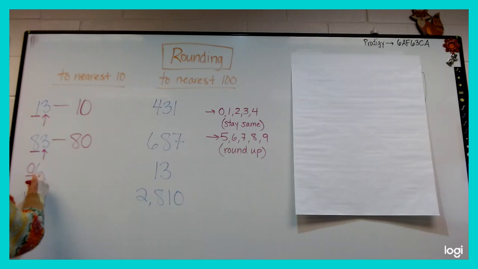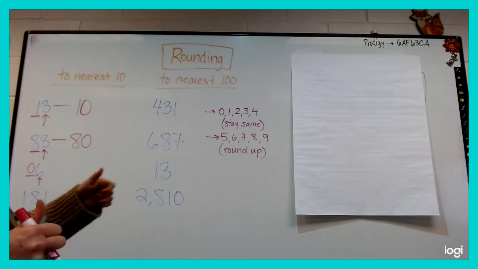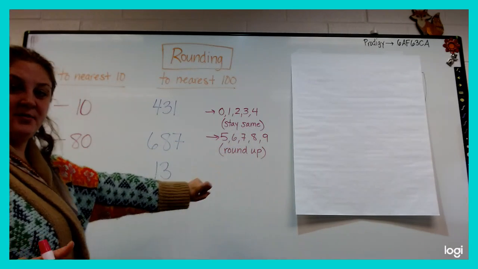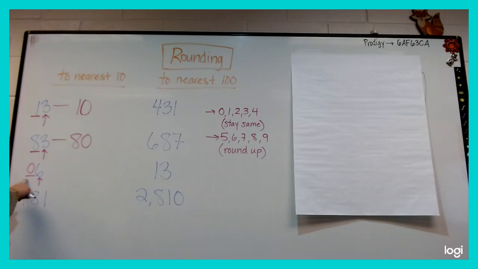Now I'm going to look at the number next to it. And what does the 6 tell me I have to do? I have to bump up. Remember? 5, 6, 7, 8, or 9, we need to round up. So we look at our number that's underlined, and we had a 0. So what does that need to become?